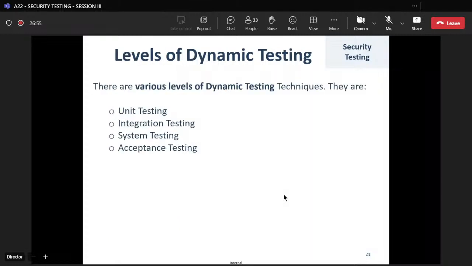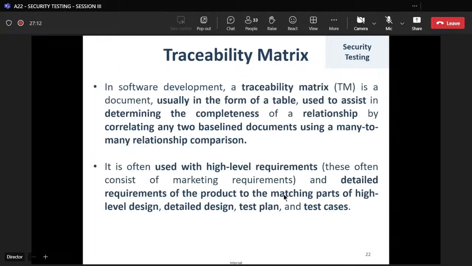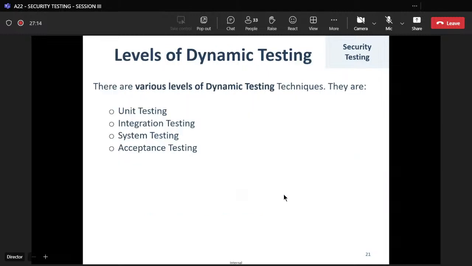So now we're going to discuss the levels of dynamic testing techniques. The first is unit testing, which we already discussed. Then integration testing, we discussed. System testing as a whole, covering even the system performance. Then acceptance testing from the user community. So these are the four levels of testing that will be performed in dynamic testing.